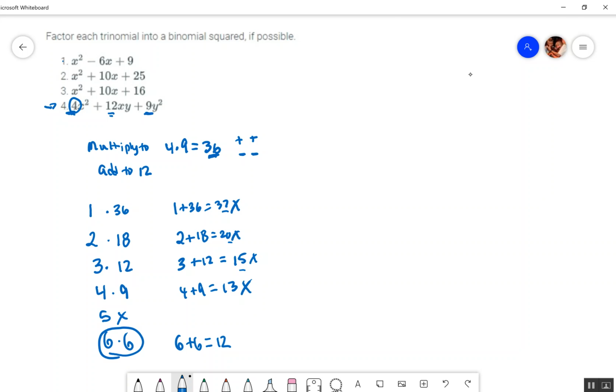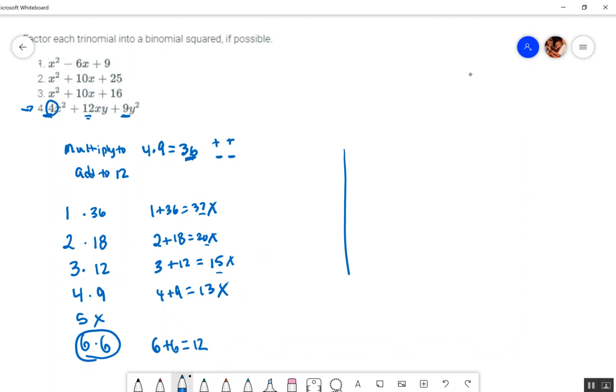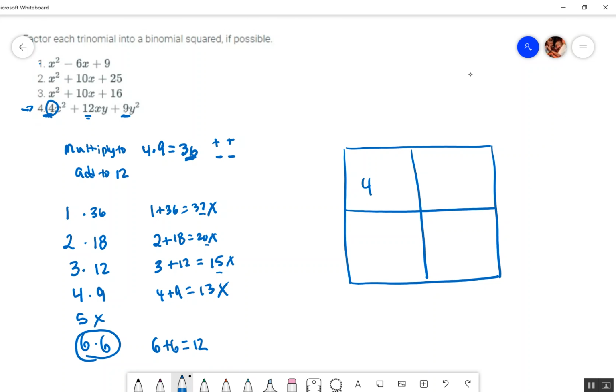Now I'm going to jump right to the box method. My 4x squared is going to go here. My 9y squared is going to go there, the first term and the last term. The middle term I break up into 6xy and 6xy. Okay, so I use my two numbers, and instead of writing 12xy, I've broken it up into the 6 and the 6. Now I factor to the left.